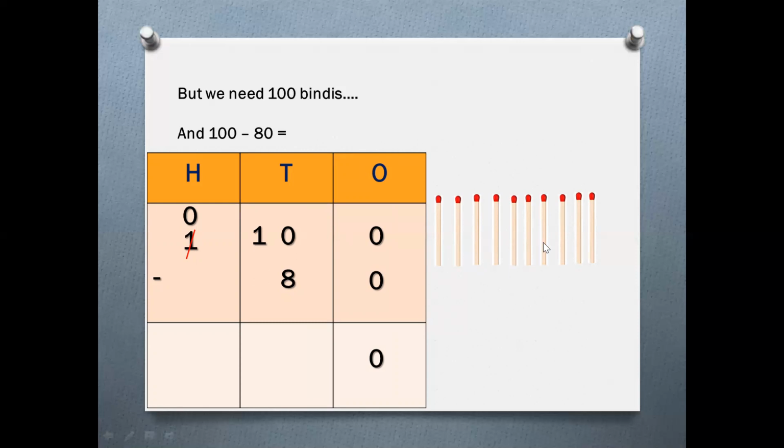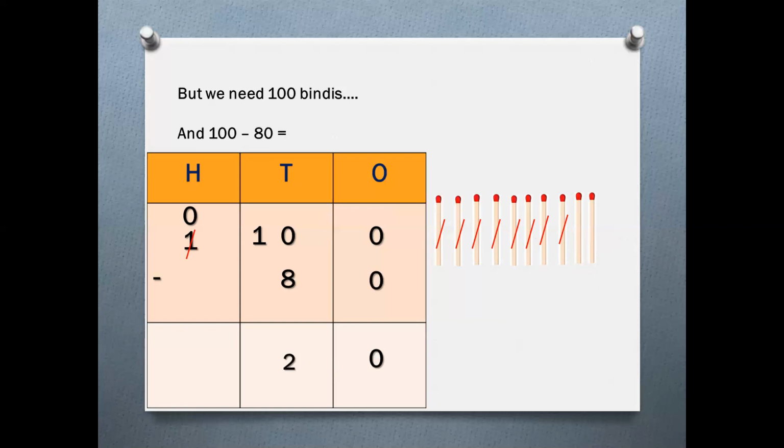Now, see, we have 10 sticks and then we'll cut 8 from it. 1, 2, 3, 4, 5, 6, 7 and 8. So, how many are left? 2 are left. Right? 2 sticks are left. That is 10 minus 8 is 2.